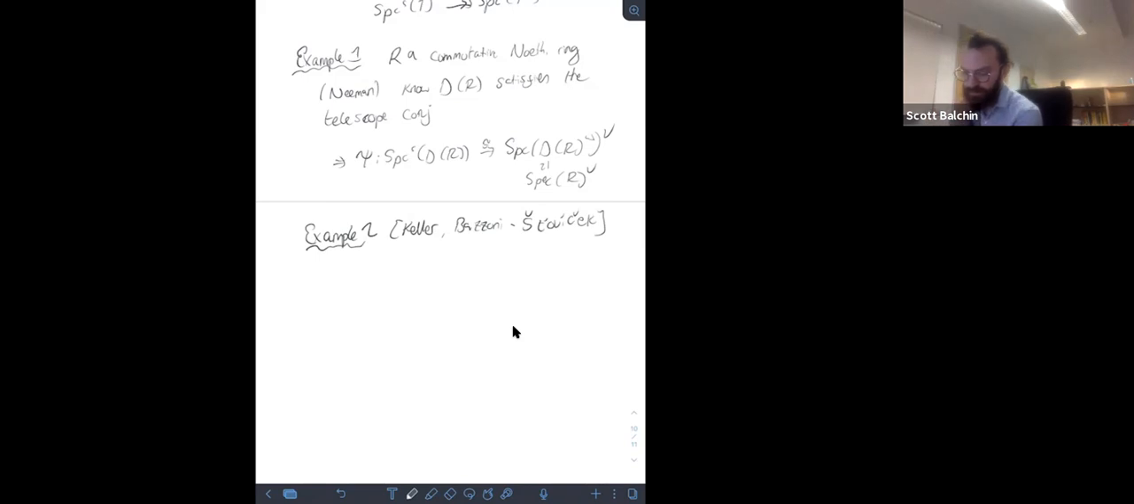So by work of Bazzoni and Stovicek, we also know for a lot of rings of global dimension 1 what the smashing tensor ideals look like. So here's going to be our example. A, with maximal ideal m, is going to be a non-Noetherian rank 1 valuation domain.